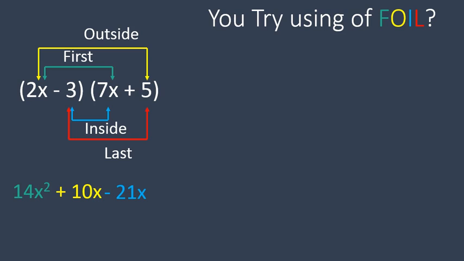And our last terms are negative 3 and positive 5. We multiply those together and get negative 15. Again, we have a situation where we have some like terms, positive 10x and negative 21x. We can join together those like terms to get our final answer, 14x squared minus 11x minus 15.